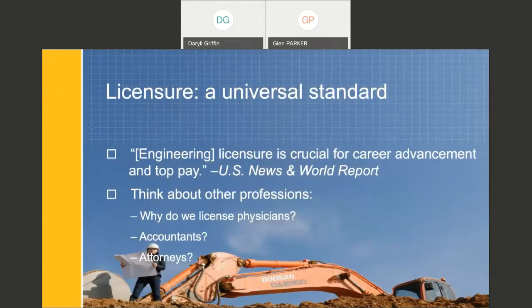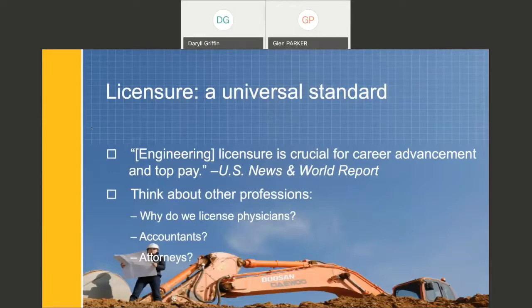So U.S. News and World Report said that engineering licensure is crucial for career advancement and top pay. Well, that's certainly true if you're in a field where you have to have a license to progress. Like, for example, many civil engineers couldn't get very high in a firm unless they had a license. It's not necessarily true for electrical engineers, but we do find that people who have licenses tend to advance more.